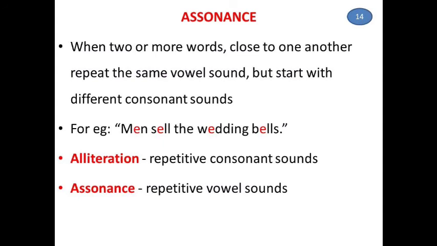The words do share the same vowel sounds but start with different consonant sounds. Here we have to remember that in alliteration, repetitive consonant sounds are used to create a poetic element, but in assonance, we use repetitive vowel sounds.